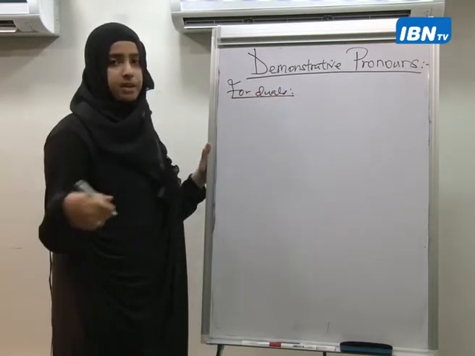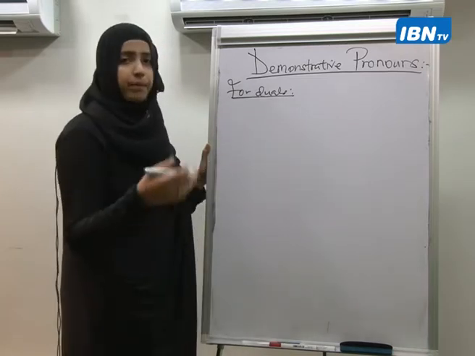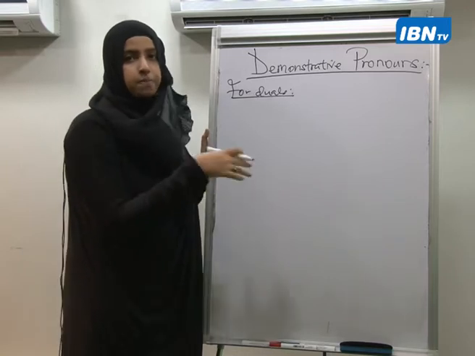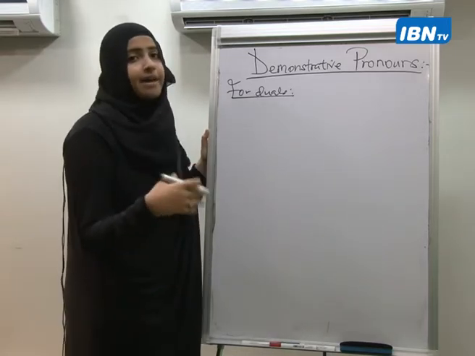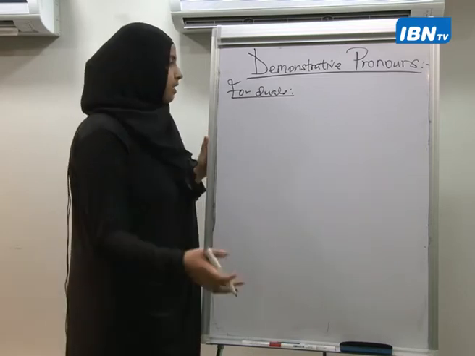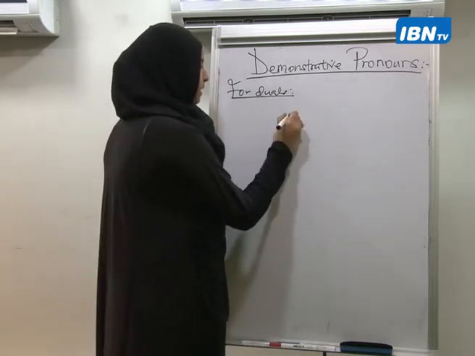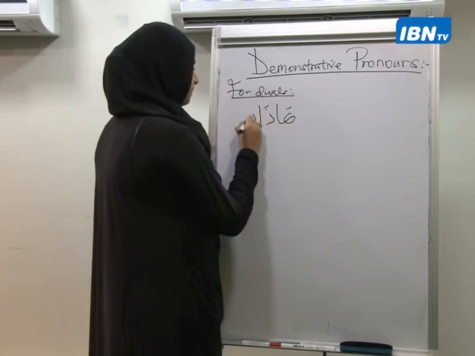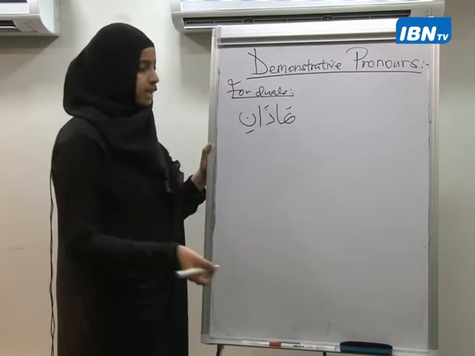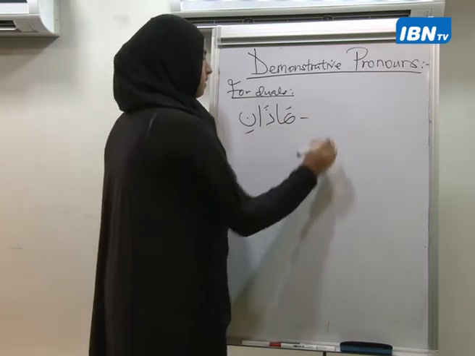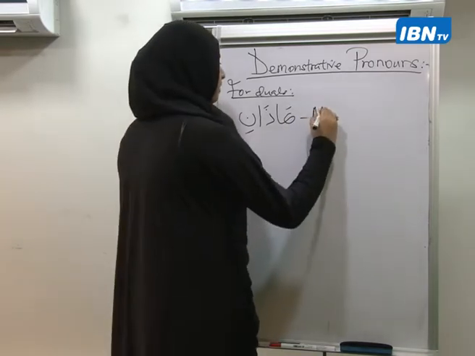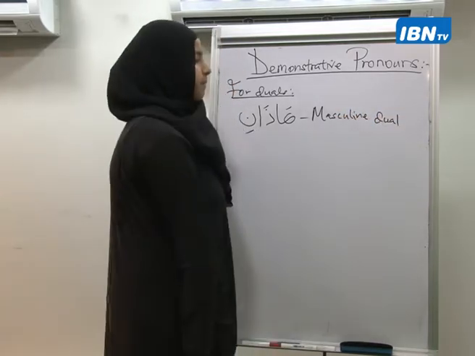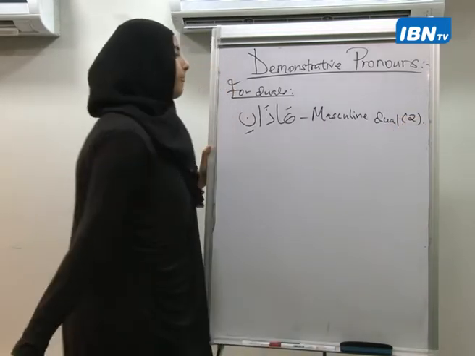Right, so we are going to start with masculine dual. So if I want to say, let's say, these are 2 pens, I'm going to say hadhani, that is for masculine dual. So for masculine dual, I'm going to use the word hadhani. Hadhani means this is for dual, for masculine dual, okay? Masculine dual, pair, you can say pair, 2, right?